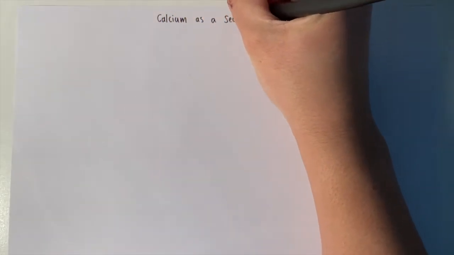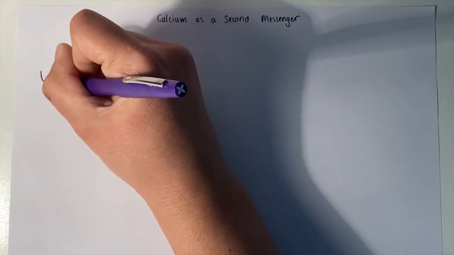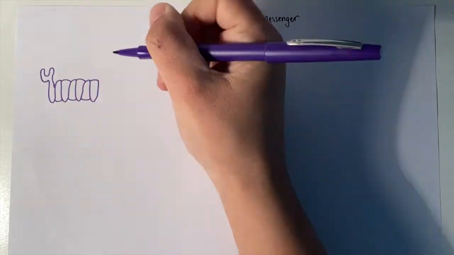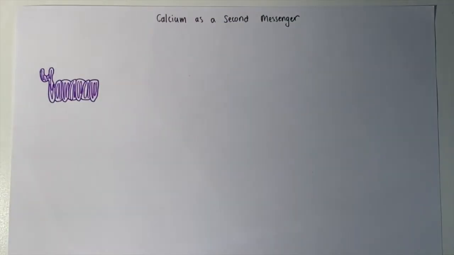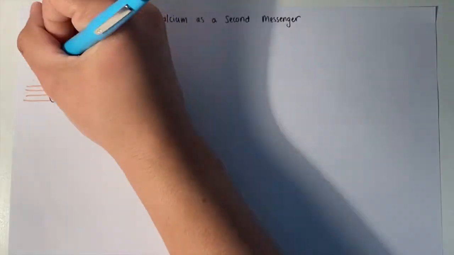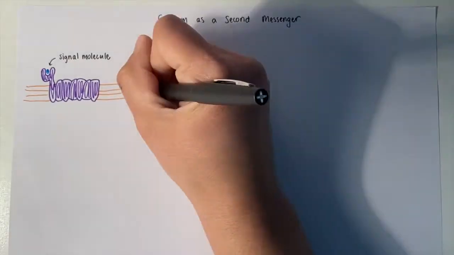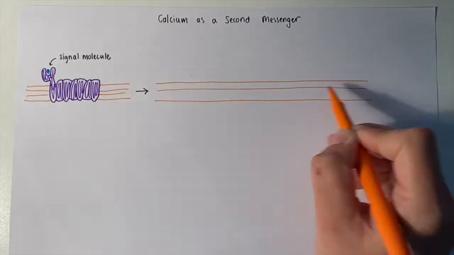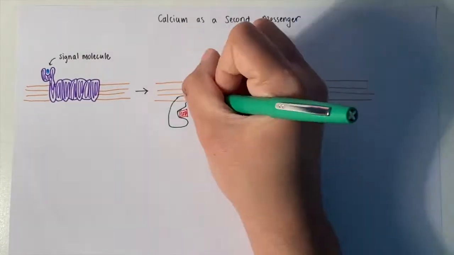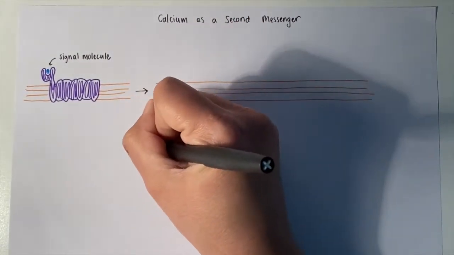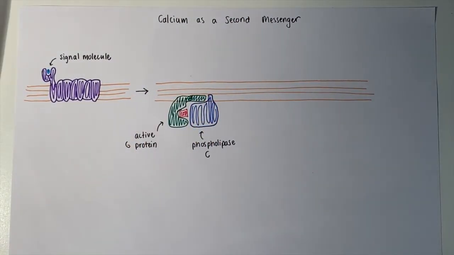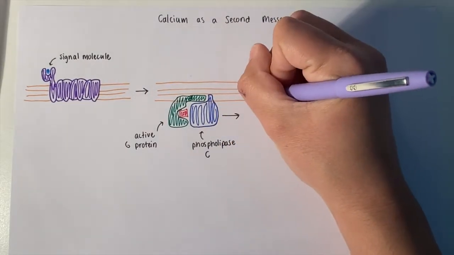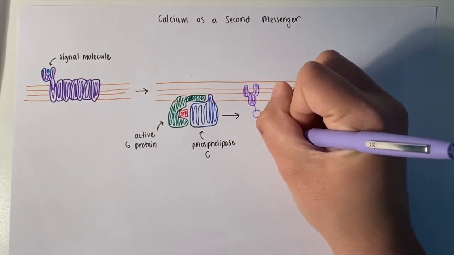Calcium can also serve as a second messenger in other common G protein coupled receptor systems. It achieves this using PIP2. It starts with a signal molecule binding to GPCR on the outside of the cell. The active G protein then activates phospholipase C. Phospholipase C hydrolyzes PIP2 into 2 other molecules.